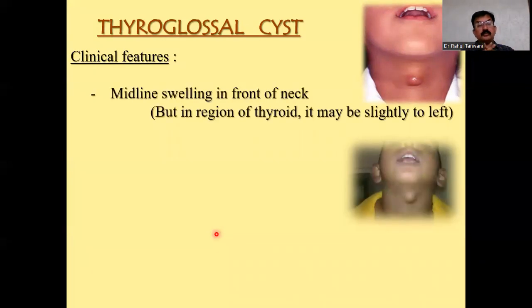Clinically, it presents as a slowly growing swelling in the midline of the neck. But in relation to the thyroid, it can be, as you can see here, slightly on the left side.